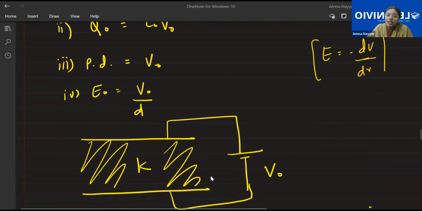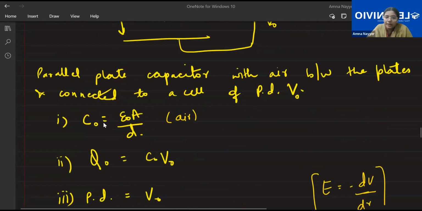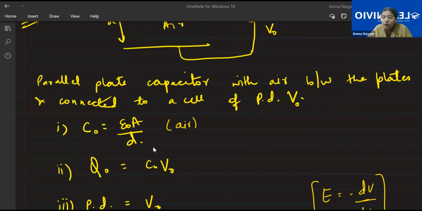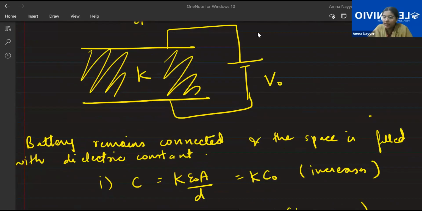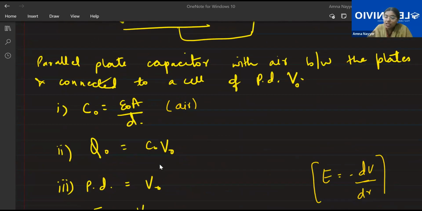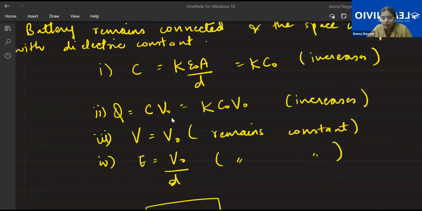Okay. If the case says that battery remains connected and plates are filled with dielectric constant K, see what all changes will be there. Capacitance, which earlier was epsilon naught A by D, now will become K epsilon naught A by D. Okay, it will become K times. Second, charge, which was C naught V naught, here it will become K times C naught V. Okay, it will be multiplied by K.